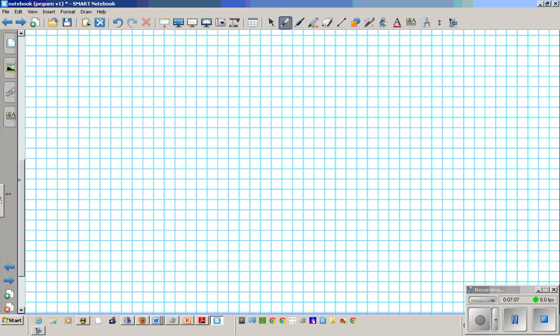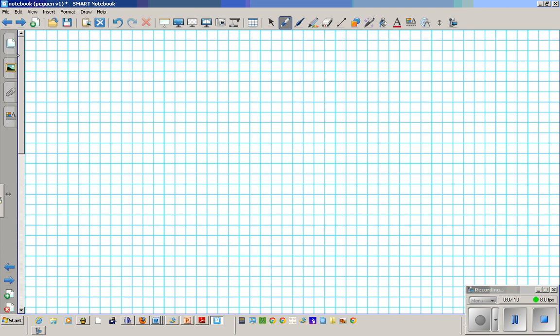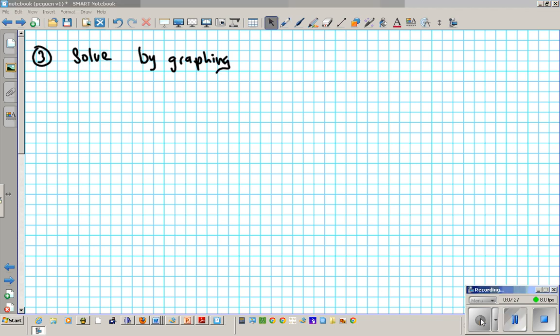Number 3, solve by graphing. So you need a graph paper for this. Alright, solve by graphing. We're going to solve the system: x plus 3y equals -6, and x minus y equals -2. Okay, so let's do that.